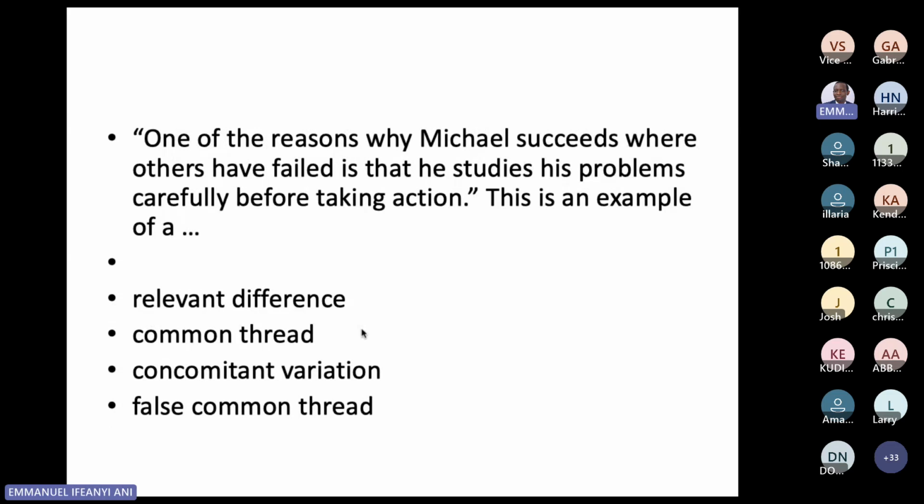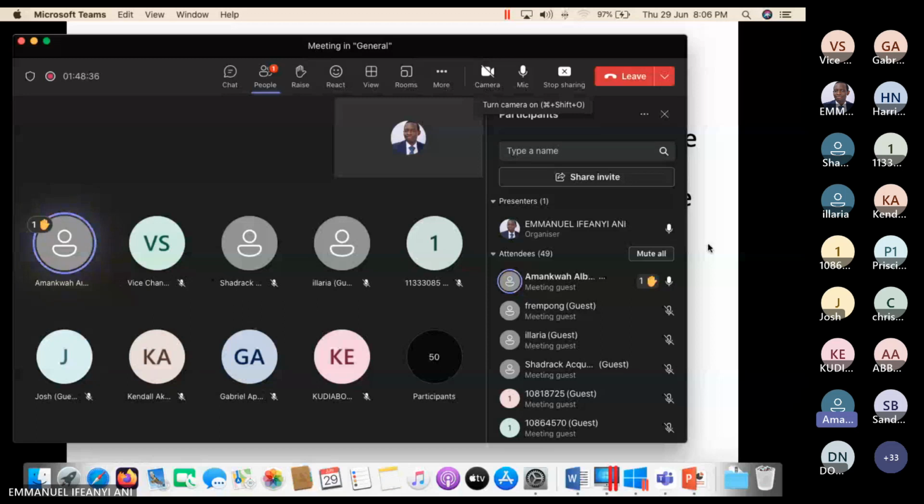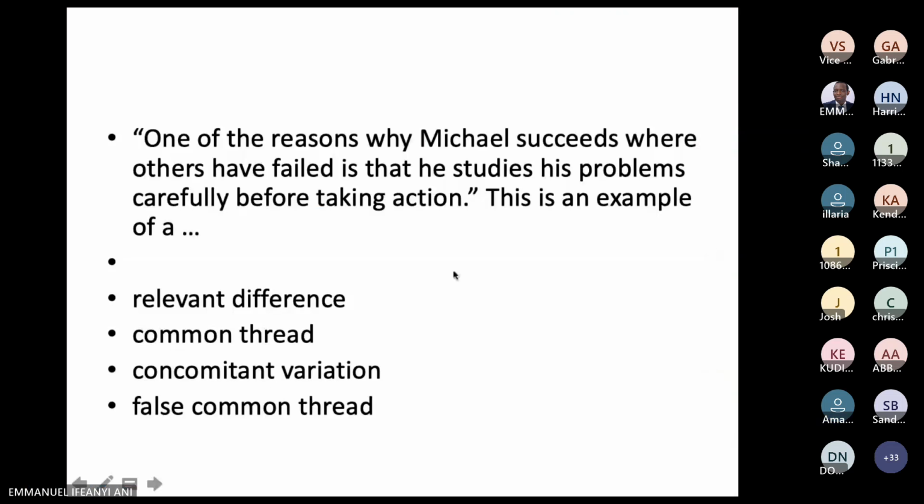One of the reasons why Michael succeeds where others have failed is that he studies his problems carefully before taking action. This is an example of what? Michael succeeds where others have failed. And that's because he studies his problems carefully before taking action. But I think the major information is that Michael has succeeded where others have failed. So what is the answer?